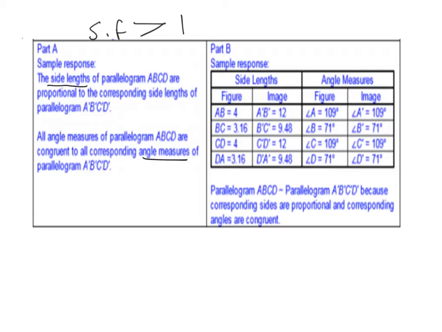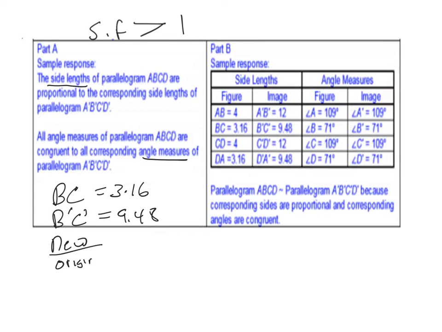So, remember they told us that BC equals 3.16. Then they say B prime C prime equals 9.48. Well, there's a sense to the madness. In order to find your scale factor, you take the new and divide it by the original. You use this in all particular examples. 9.48 divided by 3.16. This is the original, and this is the new. So when you divide that, you will get 3.